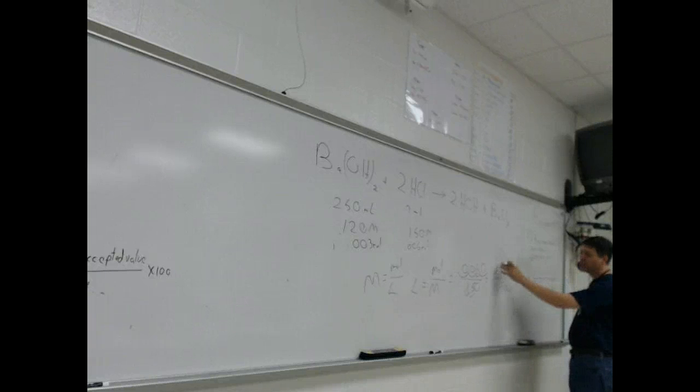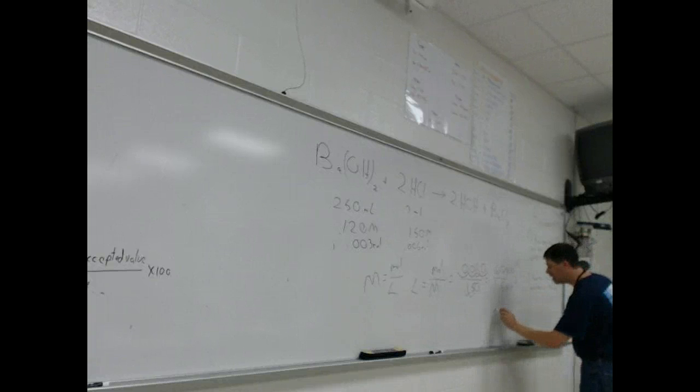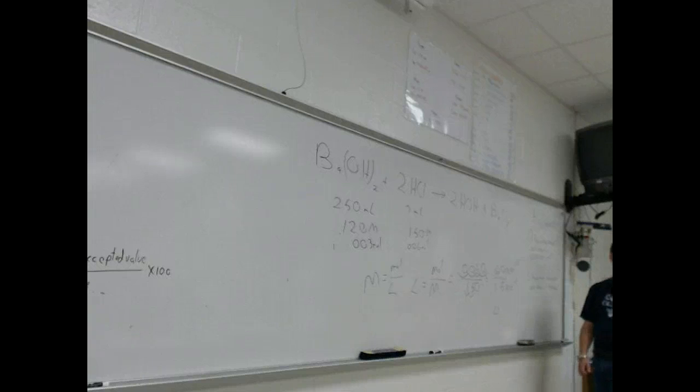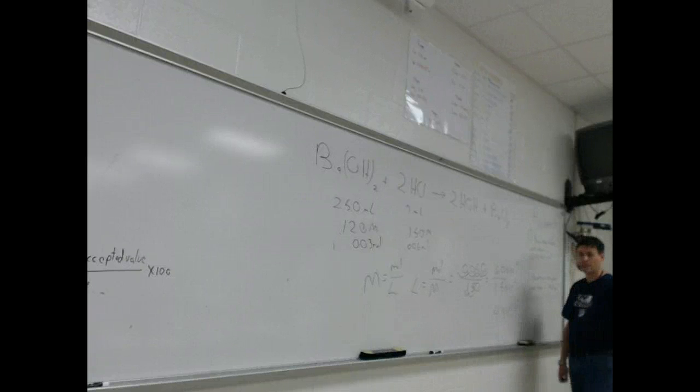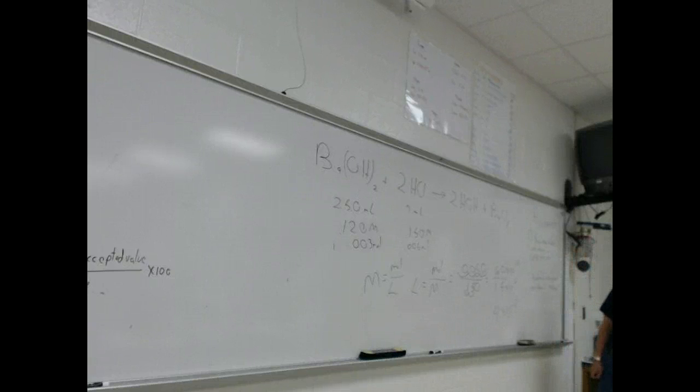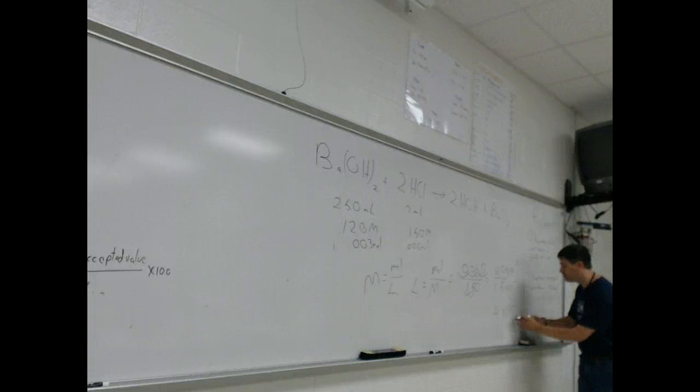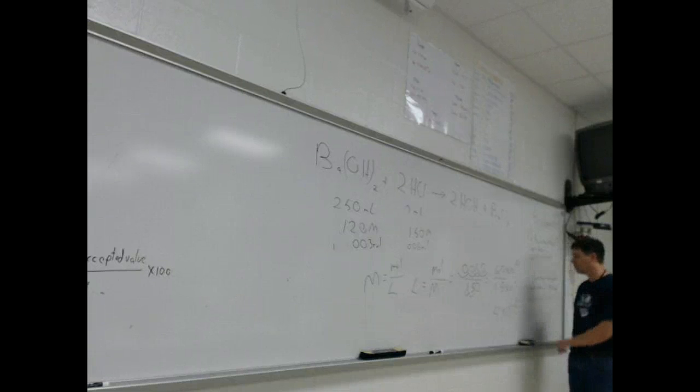So 60 divided by 15 is 4. I can do that in my head. Times 10 to the, what do I do with the exponents when I'm dividing? So negative 4 minus a negative 2. And my units? Liters.